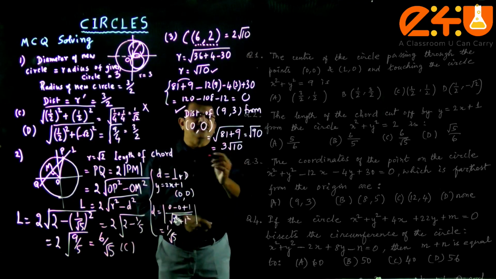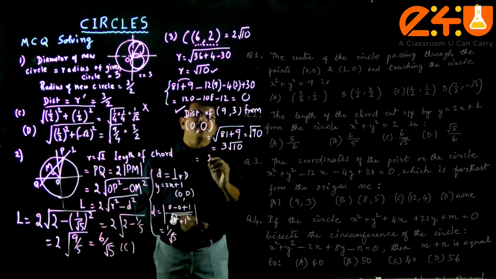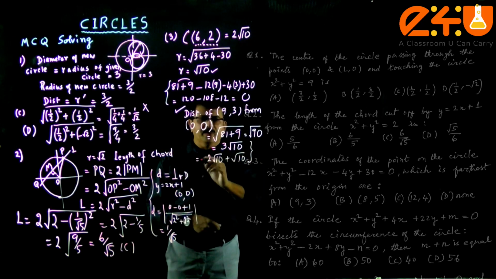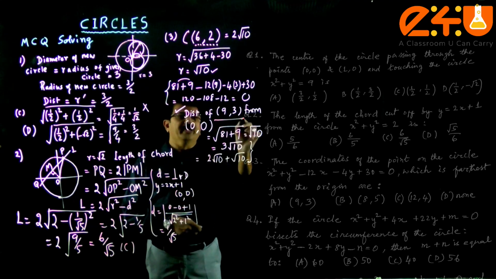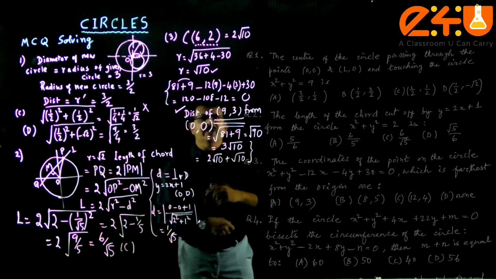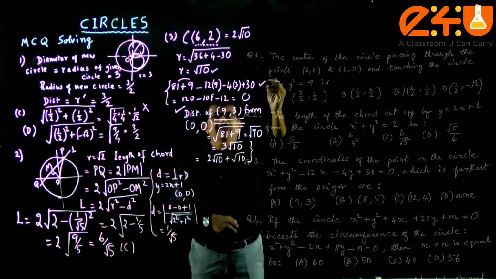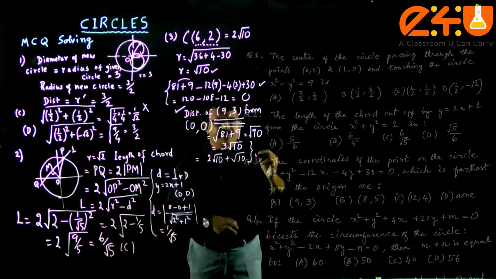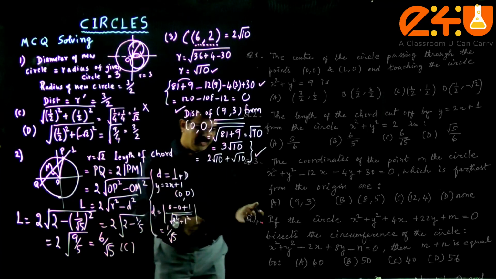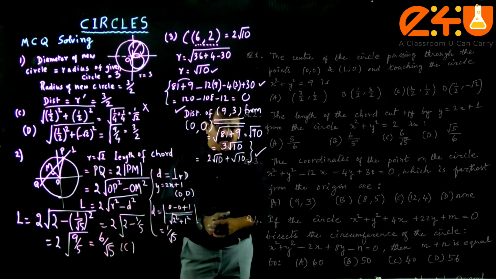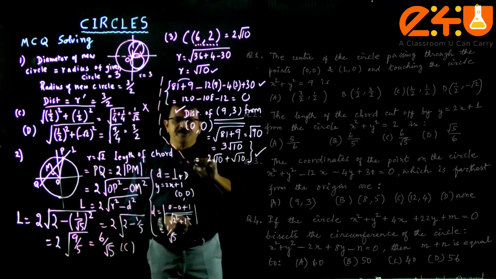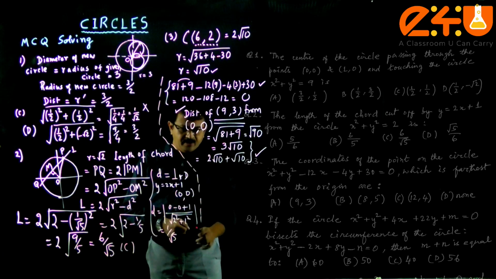As you can see, 3 root 10 is after all the sum of two distances, 2 root 10 plus 1 root 10. So this is the farthest point, the (9, 3) of option A. We already verified it lies on the circle, and it is also the farthest point from the origin. So that confirms option A is good, and we need not waste time with the other options. Is it clear? So let us now move on to question number 4.